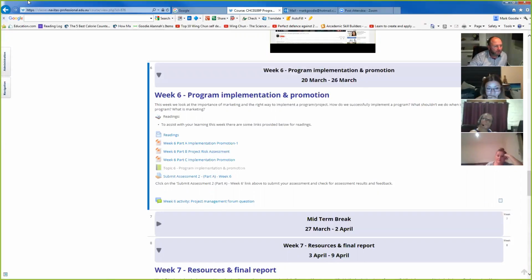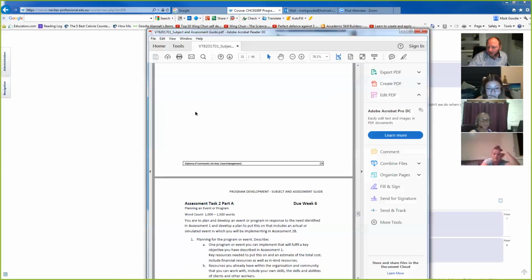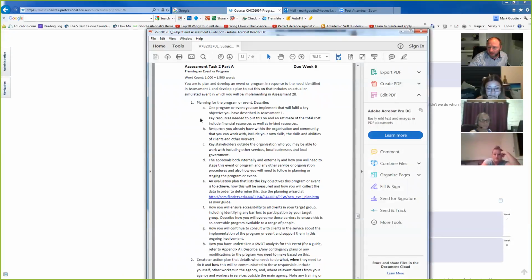I'm also going to discuss the upcoming assessment, which is due this Sunday, I believe. So I'm just bringing that up now. Due week 6, there we go. So assessment task 2, part A. This is where you are to plan and develop an event or program in response to the need identified in assessment 1, and develop a plan to put this on that includes an actual simulated event which you'll be implementing later on in part 2B.